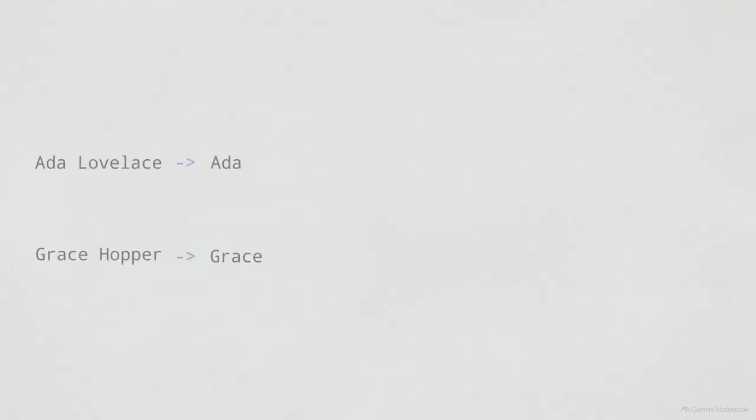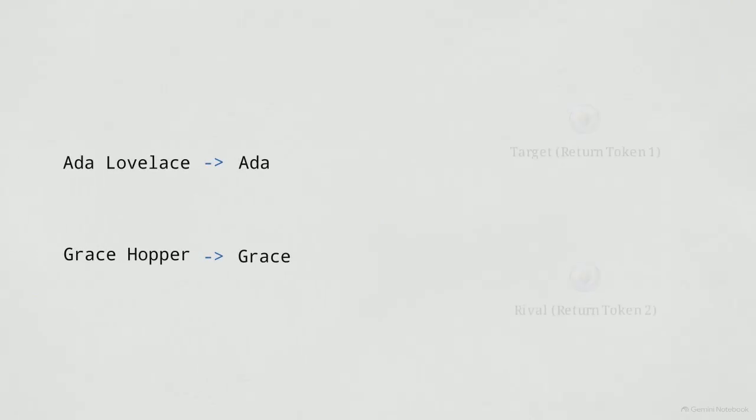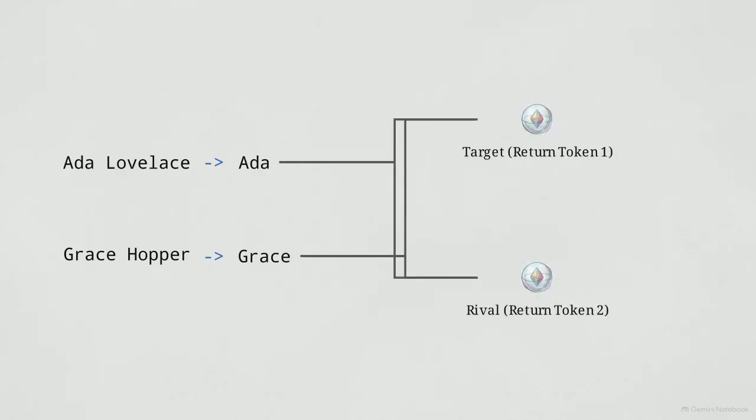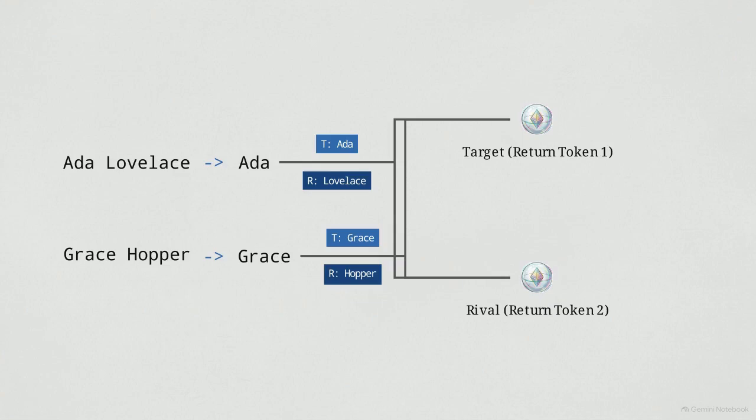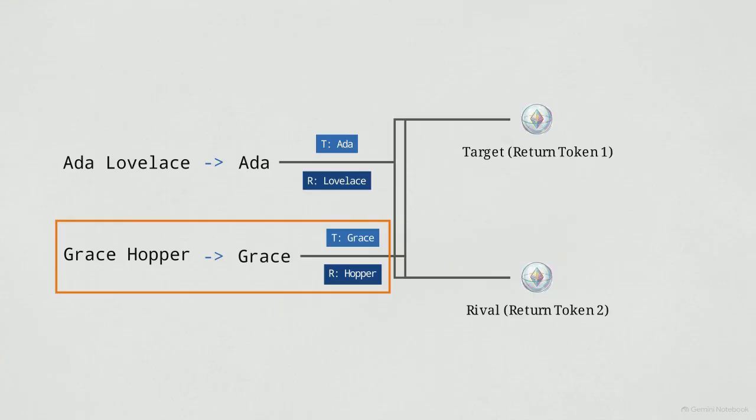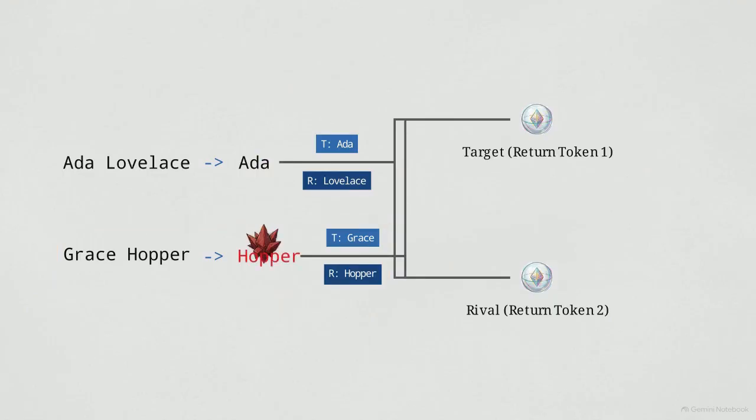Consider a task extracting names. We have 2 inputs, Ada Lovelace to Ada, and Grace Hopper to Grace. These examples define a version space of candidate programs. The intended target program returns the first token. A rival returns the second. The stability of the synthesis depends on the disagreement margin. This counts the training examples where the target and rival program's outputs diverge. In this set, only the second row separates them.